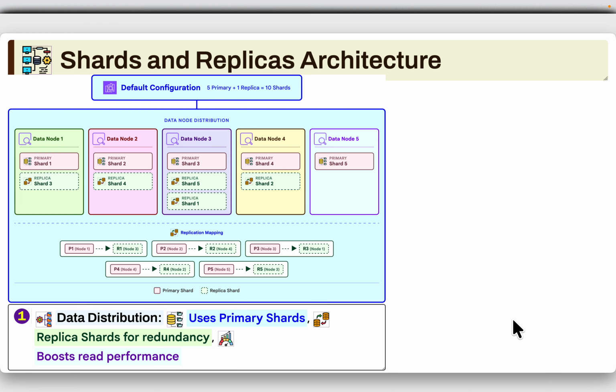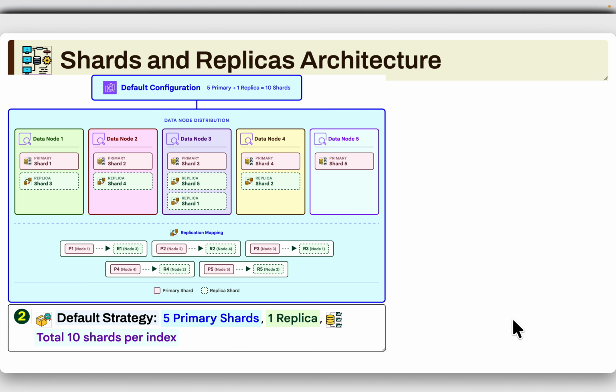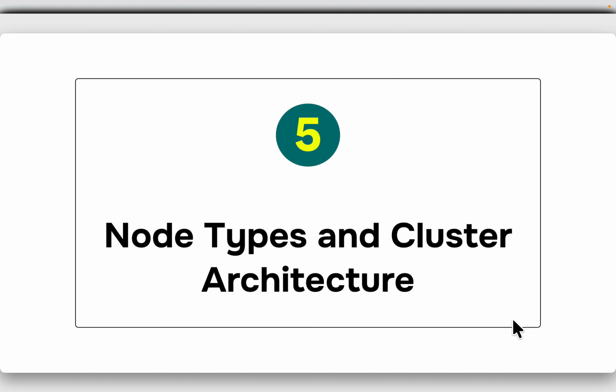Data distribution uses primary shards to store and index data. Replica shards provide redundancy and also boost read performance by serving search requests. The default strategy is 5 primary shards with 1 replica. This gives you a total of 10 shards per index.